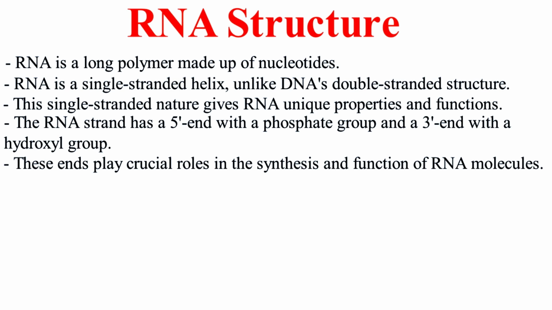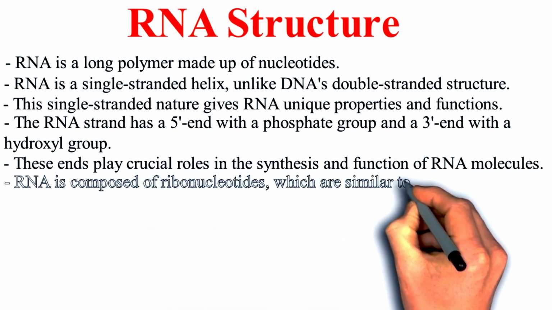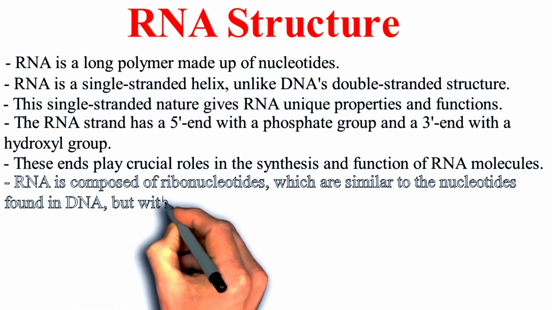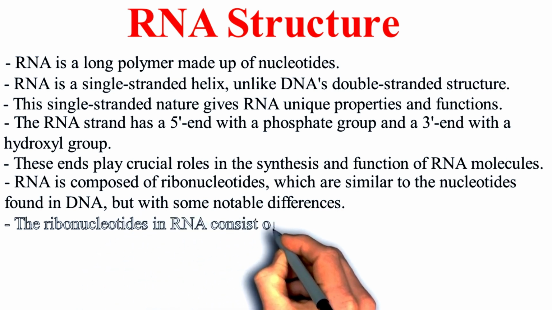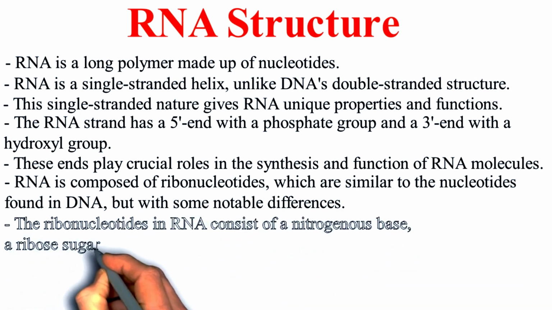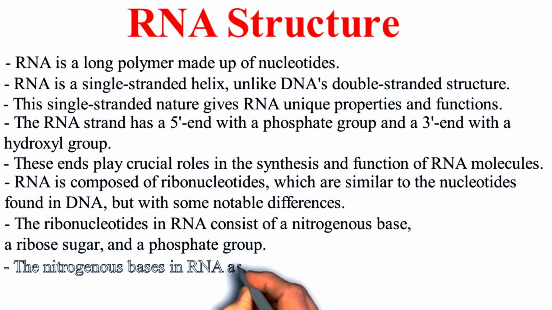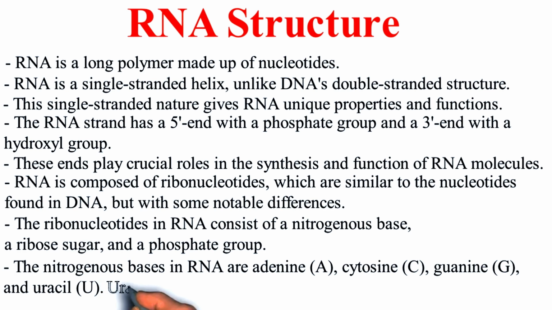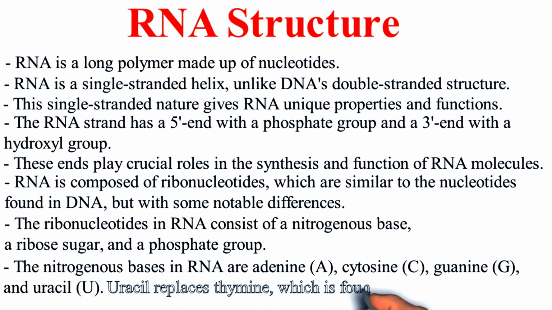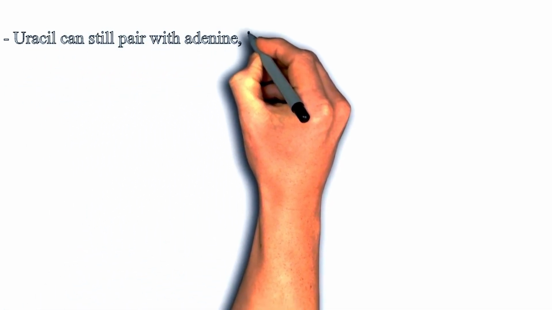Now, let's talk about the building blocks of RNA. As mentioned before, RNA is composed of ribonucleotides, which are similar to the nucleotides found in DNA, but with some notable differences. The ribonucleotides in RNA consist of a nitrogenous base, a ribose sugar, and a phosphate group. The nitrogenous bases in RNA are adenine, cytosine, guanine, and uracil. Interestingly, uracil replaces thymine, which is found in DNA. However, uracil can still pair with adenine, just like thymine does.